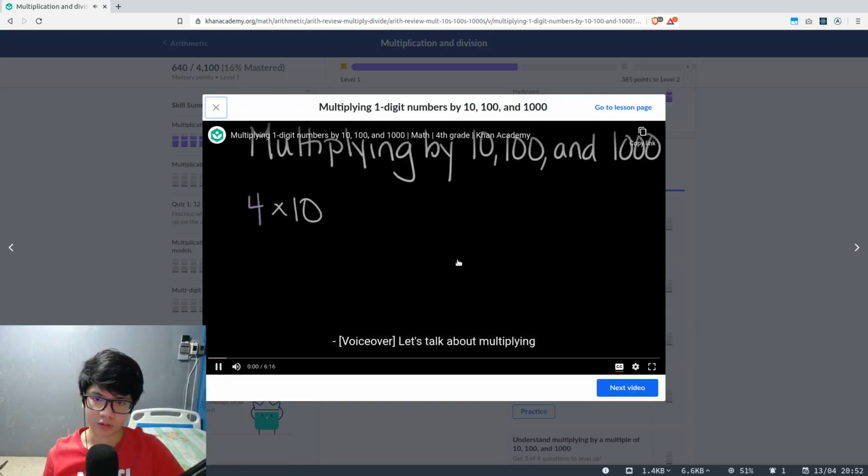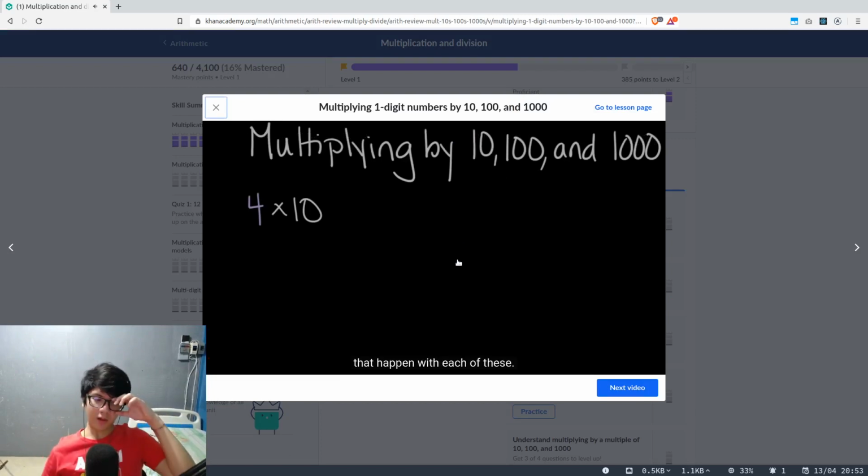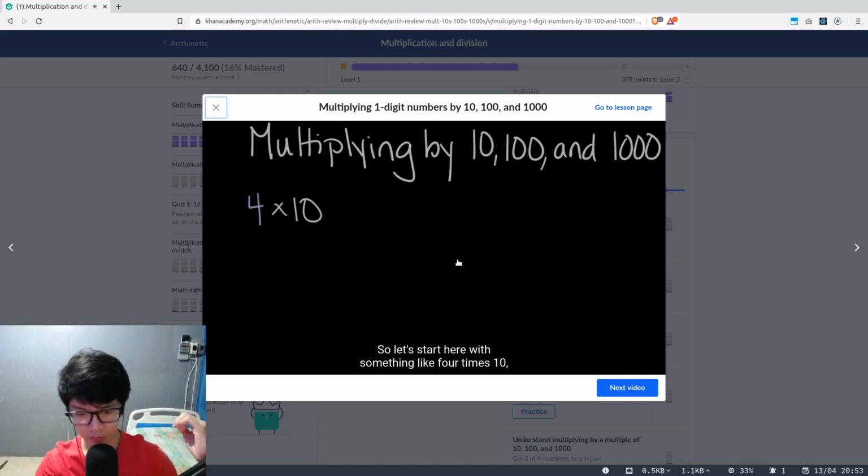Multiplying one-digit numbers by 10, 100, and 1,000. There are some cool number patterns that happen with each of these. So let's start here with something like 4 times 10, one that maybe we're comfortable with or already know.